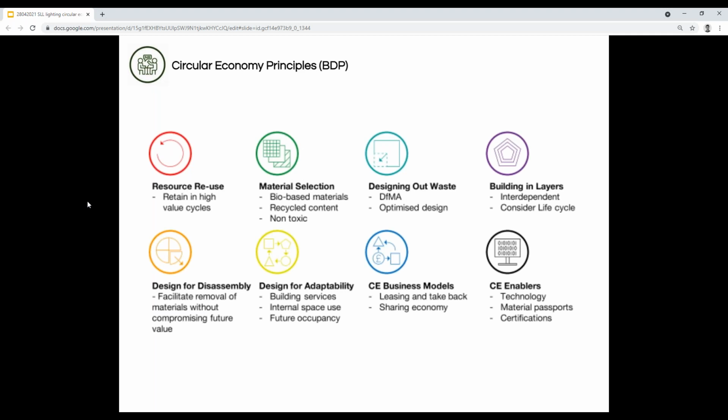There are key circular economy principles. These are the ones that BDP have produced. Other architects are available and have their own systems. But what's interesting is that this isn't a lighting circular economy principles. These are architectural circular economy principles, and we need, as an industry, to understand the wider design conversation that's going on and tap in and help.